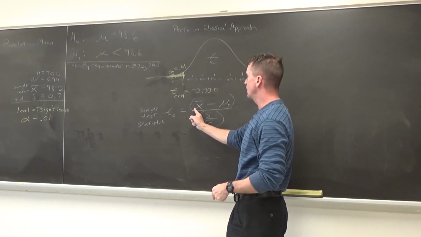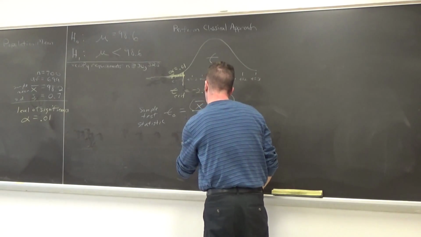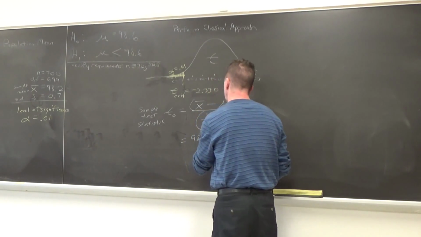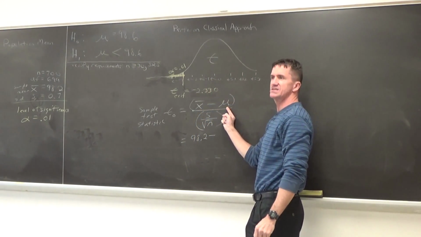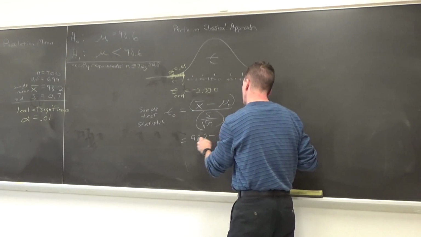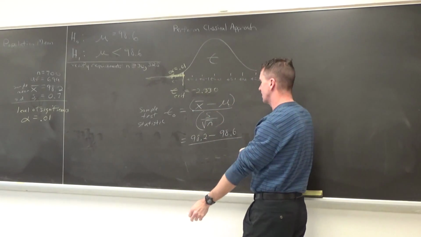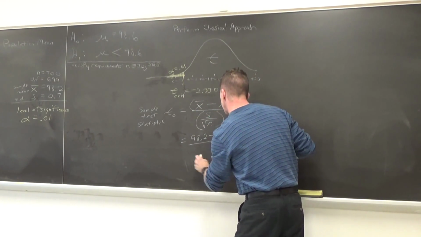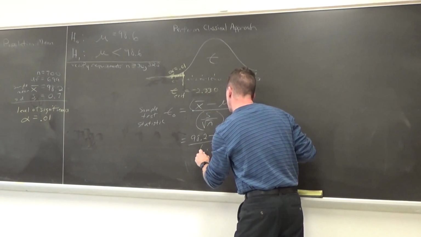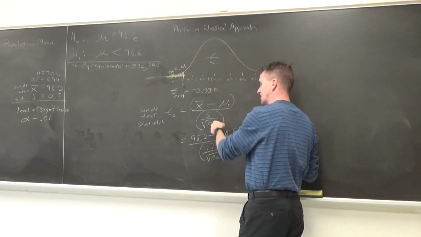Let's fill in the blanks. What's x bar? 98.2. Minus, what was the mu for this problem? That's the status quo, 98.6. Good job. Hey, that's coming out negative. Yeah, it should be, everything's on the left side. What's s? 0.7, and the square root of... This time I'll use the 700.